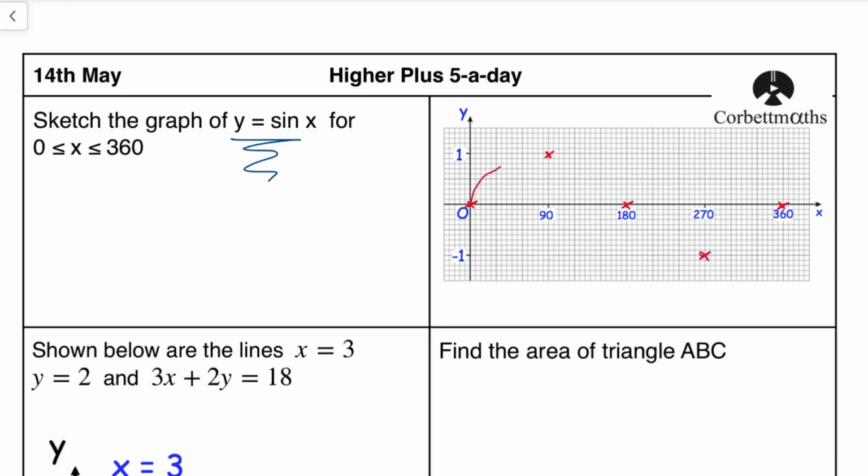And then I'm going to draw a nice smooth sine curve, i.e. I'm not going to draw a sort of seesaw jagged type edge. It's going to be a nice smooth curve. They won't mind how curvy your curve is as long as it's reasonably okay. What they care about is you hit the magic points of 0, 1 and minus 1.